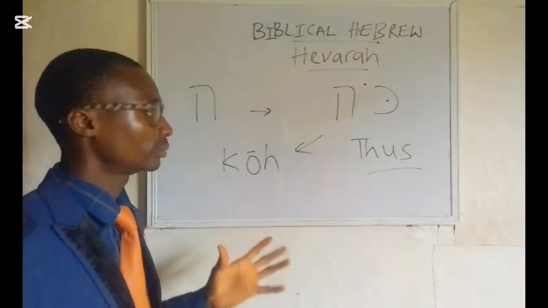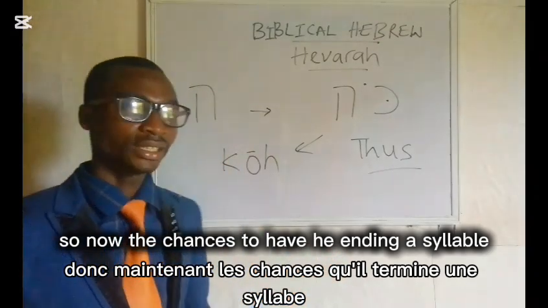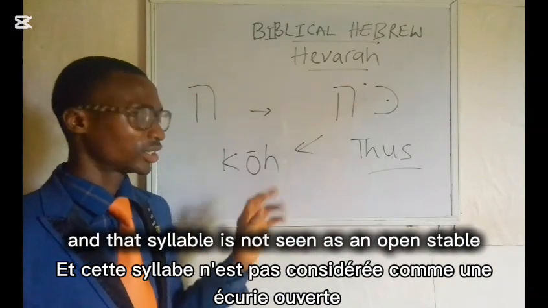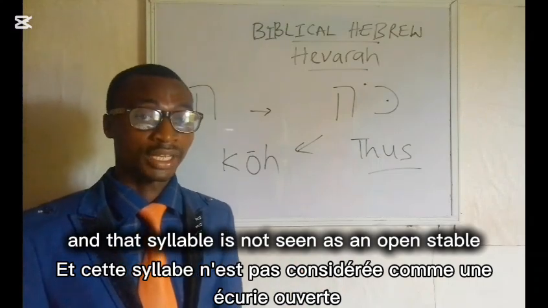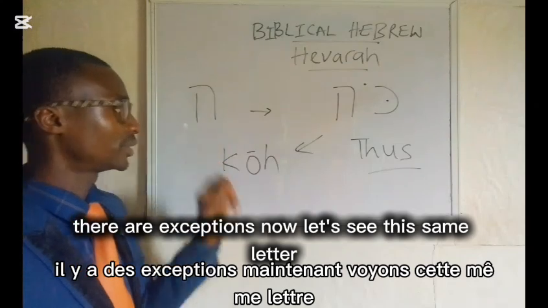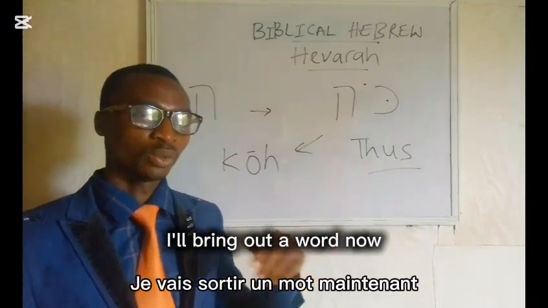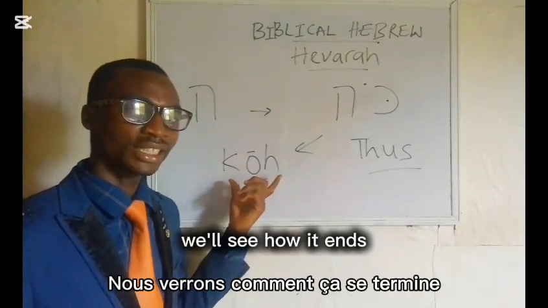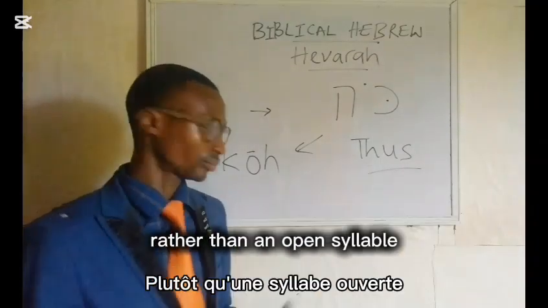So now there are cases of he ending a syllable where that syllable is not seen as an open syllable. When I say in Hebrew laws, there are exceptions. Now let's see this same letter. I'll bring out a word. Then we'll see how it ends a word, and that same particular syllable is seen as a closed syllable rather than an open syllable.